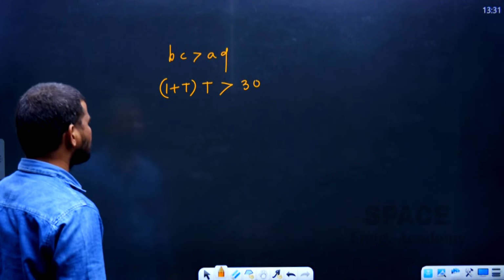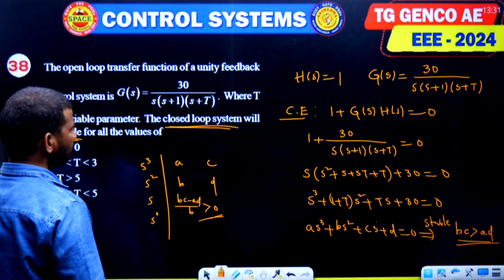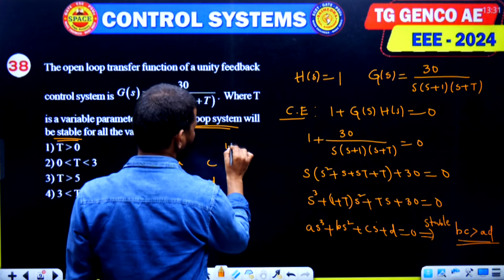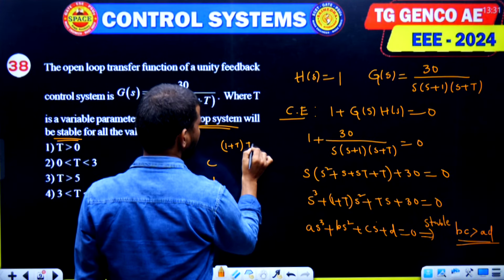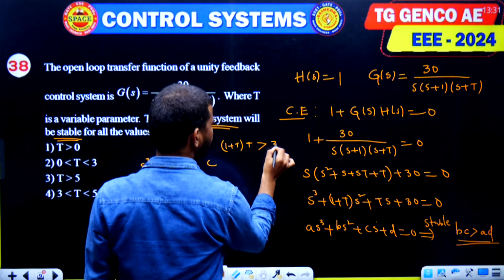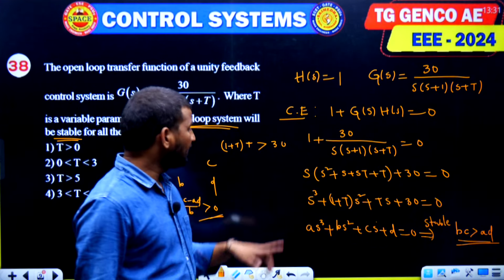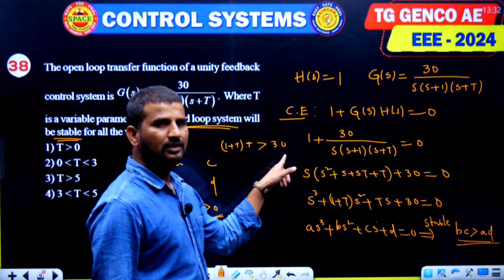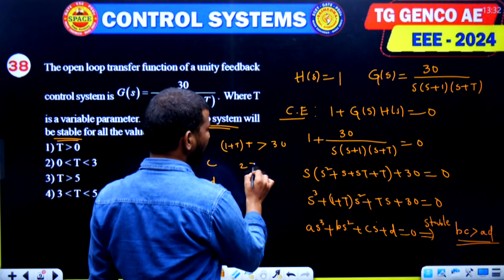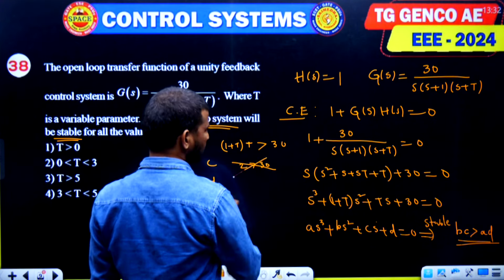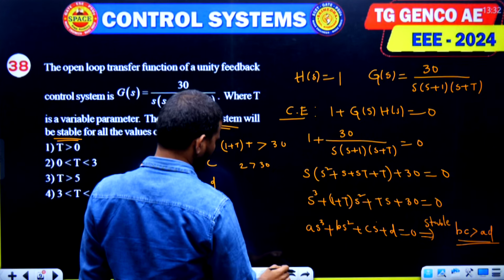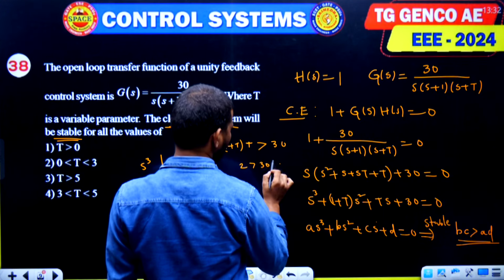And looking at the options, I am trying to write here 1 plus t into t must be greater than 30. So let us see the first option, t greater than 0. Take t as 1: 1 plus 1 is 2, 2 into 1 is 2, 2 greater than 30? No, not at all, right? So it is going to be the wrong option.